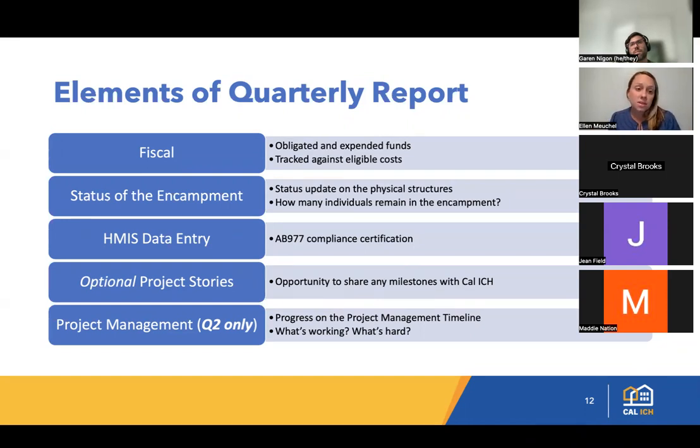The last thing I wanted to mention is there will be a project management document that we will ask to be uploaded only in the second quarter. The second quarter is reflective of data through June 30th. And as you can see through statute, a lot of our statutory deadlines fall on June 30th. So because of that, we consider that the end of our fiscal year, we will ask for an update on certain milestones that were included within your application. And we'll speak to that when that report comes out as well. We can move forward to the next slide.